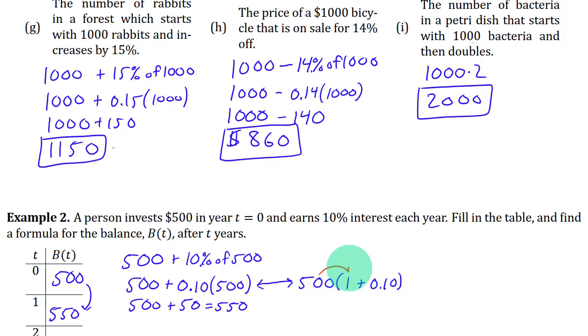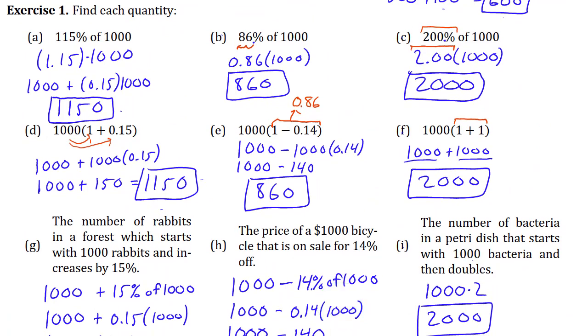Because if you distribute this, the 500 times 1 is this 500. The 500 times 0.10 is this part. And that's the same thing as doing 500 times 1.10. In other words, instead of taking 500 plus the 10%, what if we just say 110% of 500? That's the same thing as 500 plus 10% of 500. And that's the way we did it with exercise 1A here.